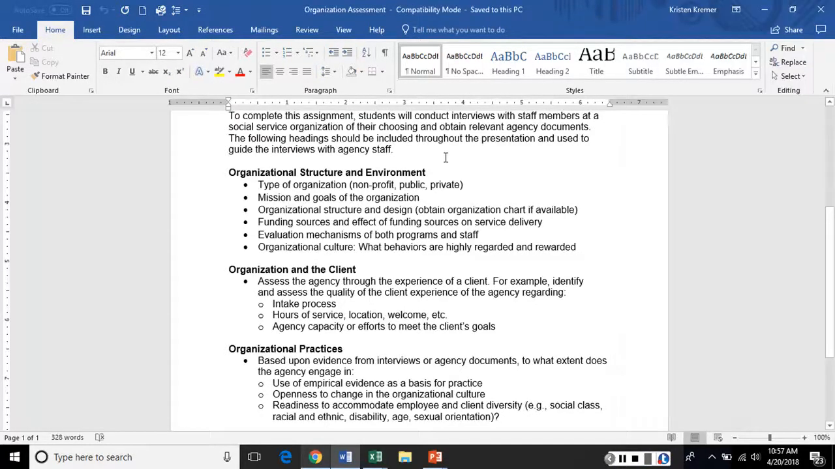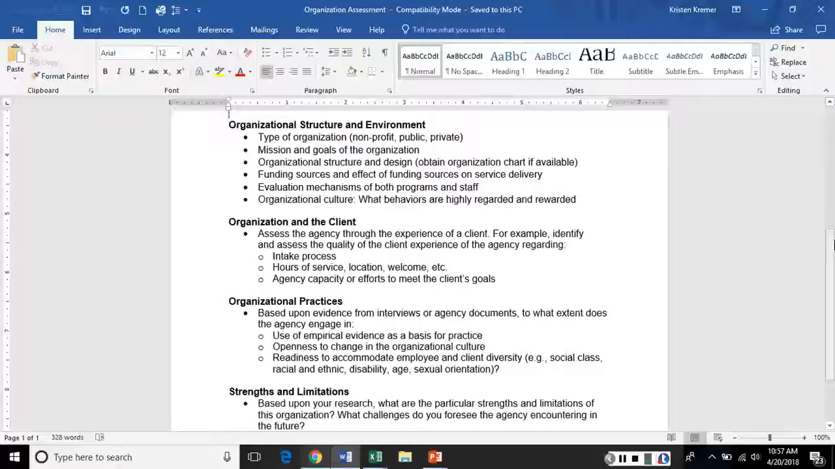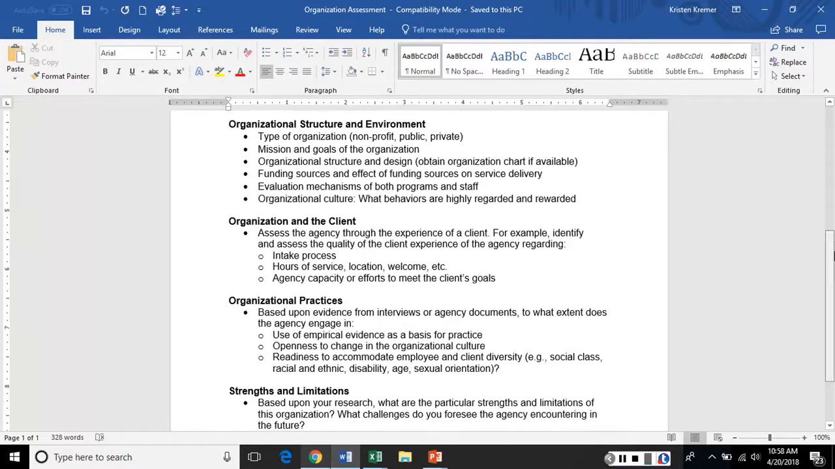What you're going to be doing in your presentation, you can have one slide per bullet point or however you want to do it, but look at the organizational structure and environment. A lot of this is stuff we've talked about the past few weeks. The type of organization, their mission statement, their structure, funding sources, how they evaluate staff and programs, the culture of the organization. Assess the agency through the experience of the client: their accessibility, their hours, the agency's capacity, their intake, and other organizational practices.